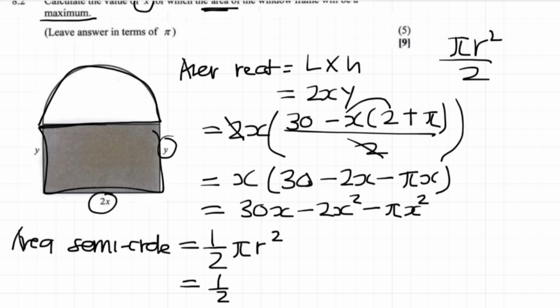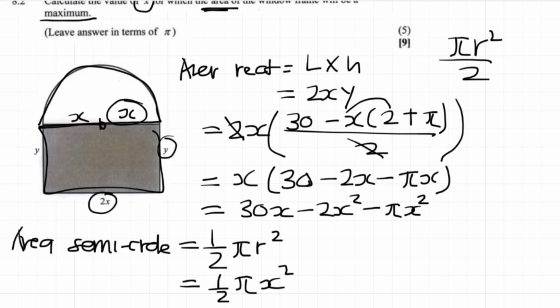So it's going to be 1 over 2 pi. What is our r here? Remember, we calculated this is x and x. Our r is going to be x, so r squared is x squared, because our radius is x. Half there is x. Cool.